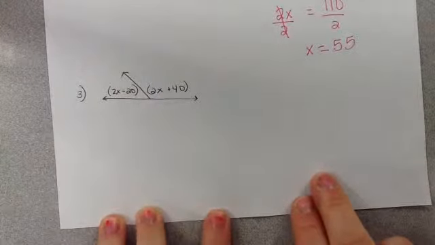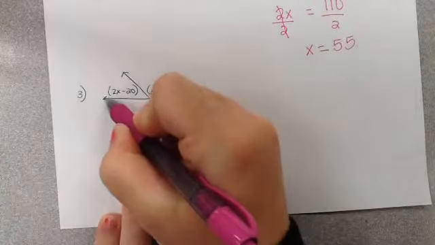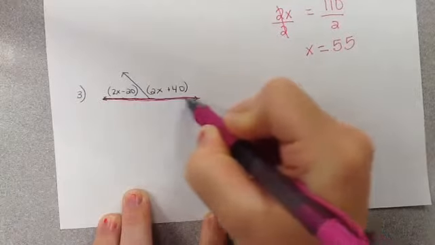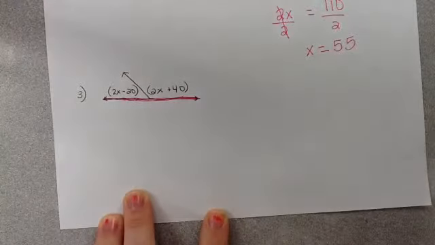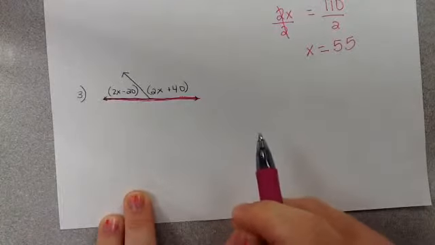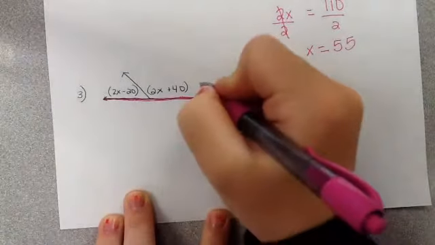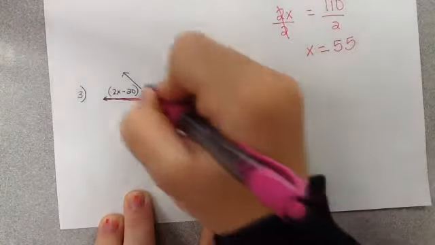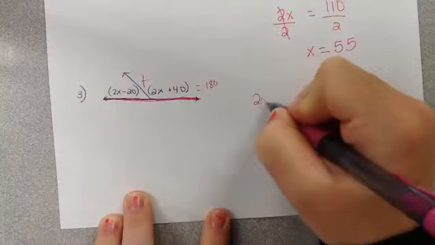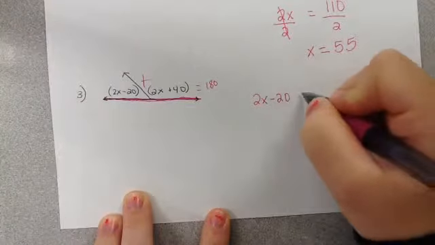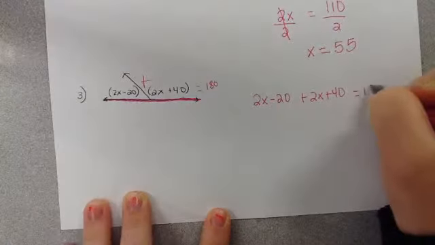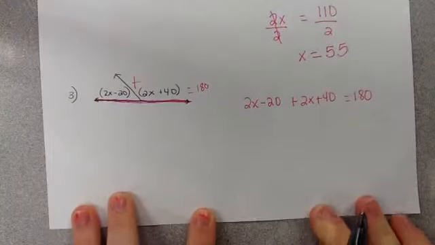What do you know about these two angles? They make a straight line. Straight line are called supplementary. Straight line, supplementary. They both begin with an S. So they must equal what? 180. So if I put these together, they have to equal 180 because they are a straight line.